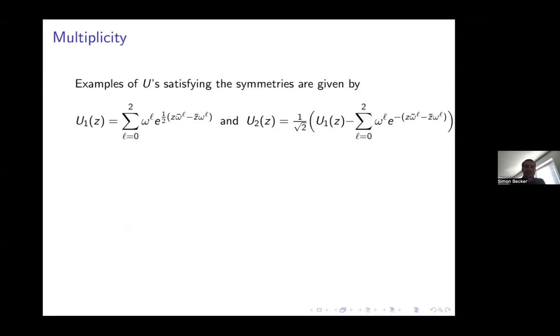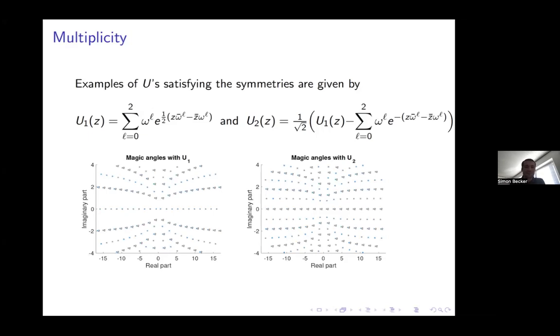I said it's a simple eigenvalue. There's an interesting effect which is related to the potential that you're choosing. For the potential that I've shown you, which is the simplest one that satisfies all the symmetries, here I'm plotting essentially 1 over the twisting angle again.